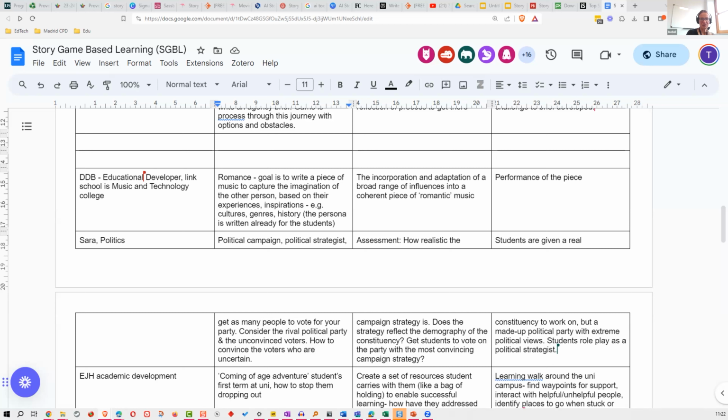Otherwise, Tab, can I swap to sharing my screen for a moment? Yeah, sure. Go ahead.